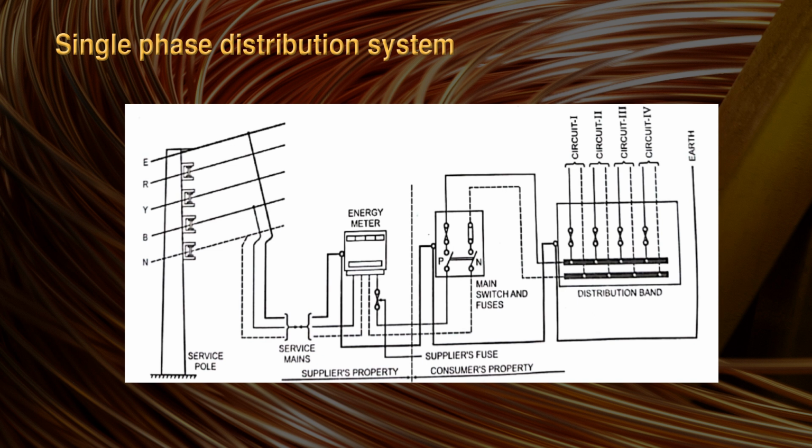And then this energy meter is connected to the main switchboard, and this main switchboard is connected to the distribution board, and from this distribution board different circuits may be connected. So here you can see that 4 circuits, circuit 1, circuit 2, circuit 3 and circuit 4, are connected.